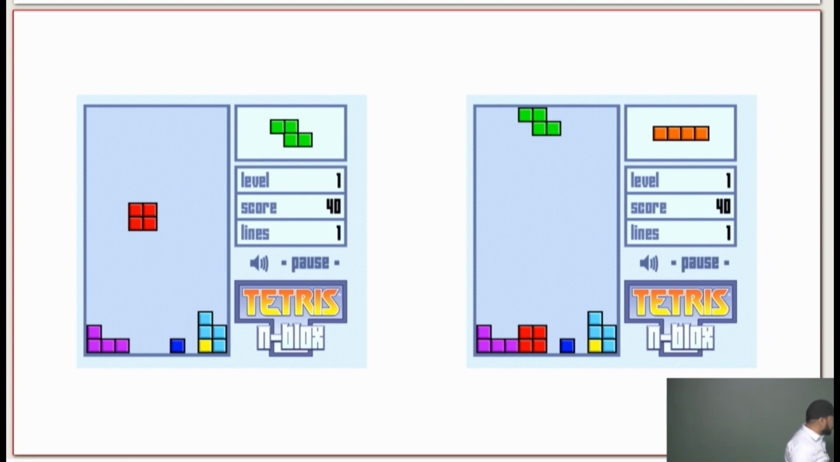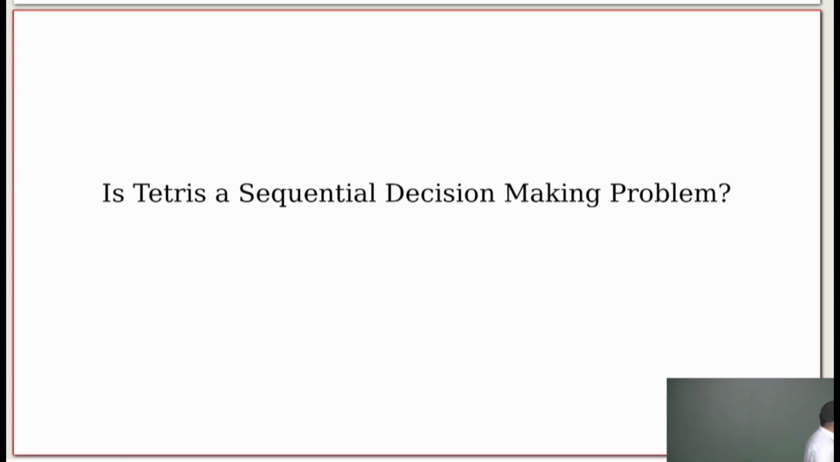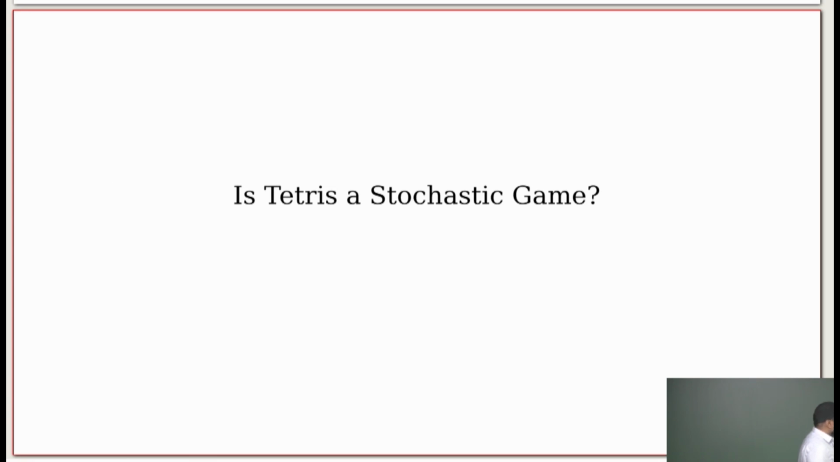So is Tetris a sequential decision making problem? Obviously it is a sequential decision making problem. And is this a stochastic game? Obviously, because the blocks can come in different shapes.